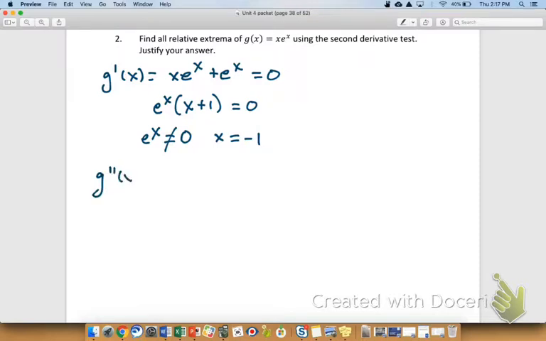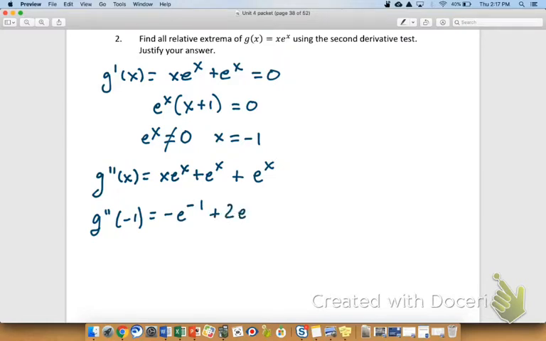G double prime equals, it's another product rule, so 1 d2 plus 2 d1 plus the derivative of e to the x, which is just e to the x. So all I have to do now is plug x equals -1 into g double prime. This would give me negative e to the -1 plus 2e to the -1, right? And then if I simplify that, don't I get just e to the -1, or 1 over e, right?